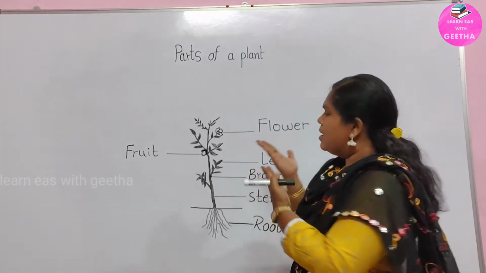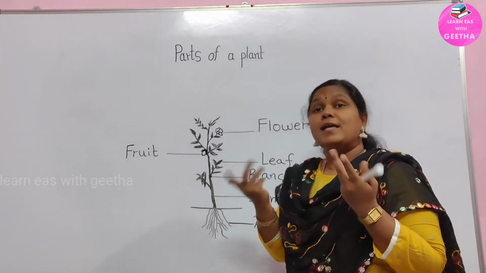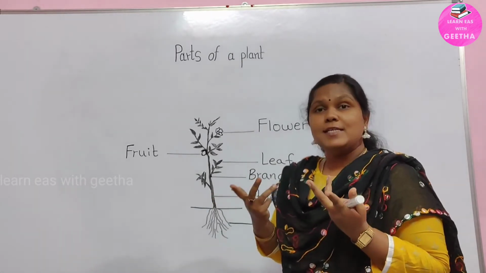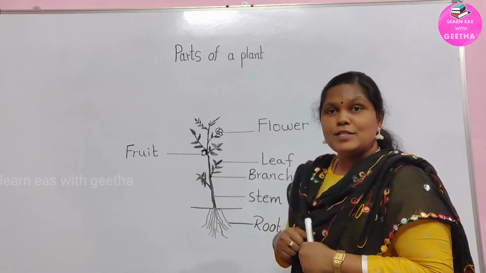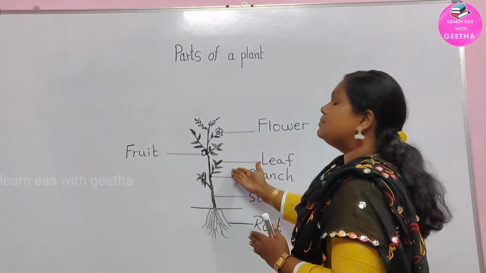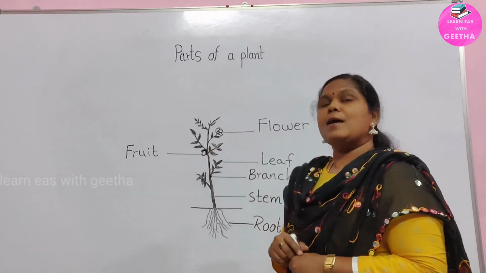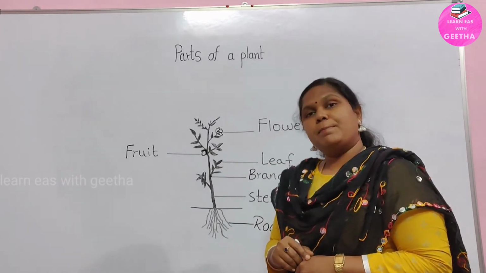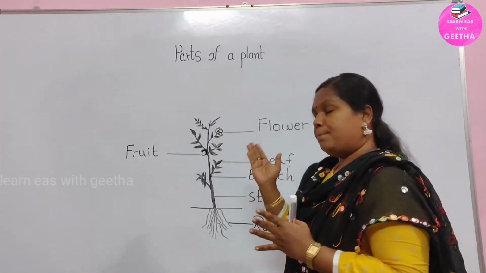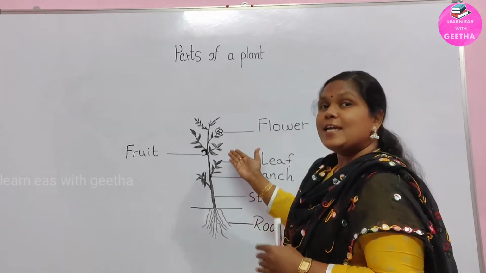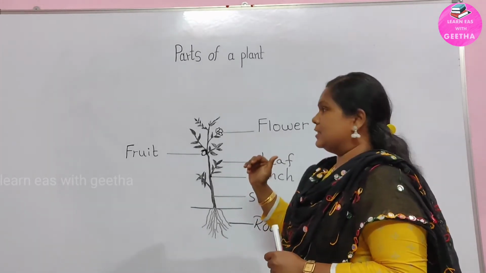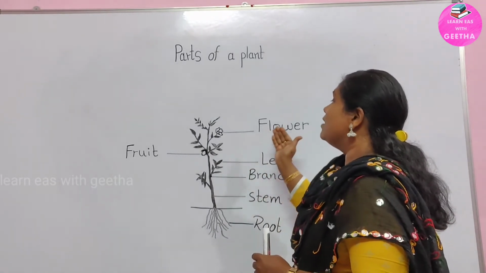We eat food from plants. Then what do plants eat? Who prepares food for them? Leaves prepare food for the plant. That's why leaves are called the kitchen of the plant.